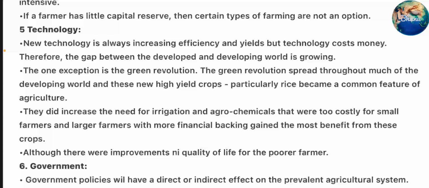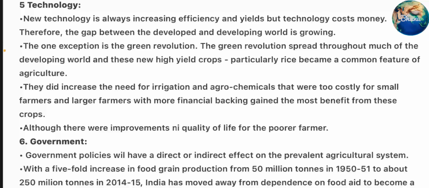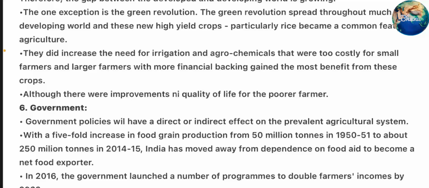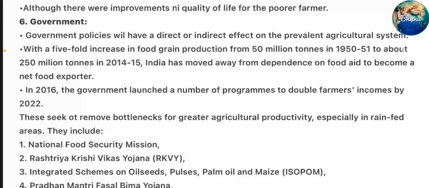They did increase the need for irrigation and agrochemicals that were too costly for small farmers, and larger farmers with more financial backing gained the most benefit from these crops. Although there were improvements in quality of life for the poorer farmer. Government. Government policies will have a direct or indirect effect on the prevalent agriculture system.